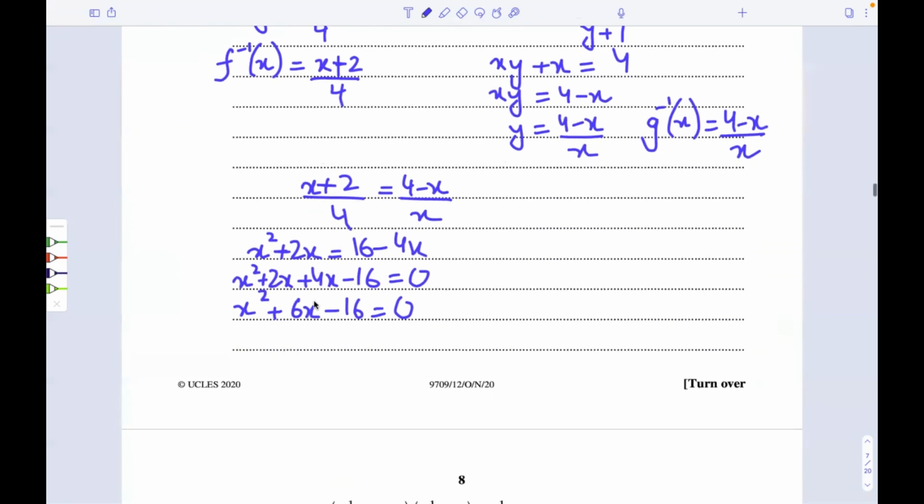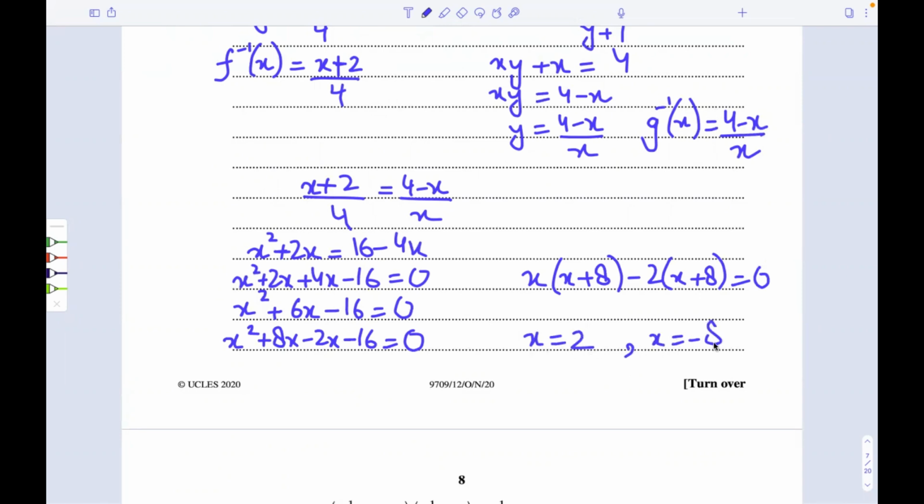All right, so continuing over here, now we'll just solve this by factorizing. So this will become x square plus 8x minus 2x minus 16 is equal to 0. And this will become x into (x plus 8) minus 2 into (x plus 8). Finally, the two values of x would be x equals 2 and x equals minus 8.